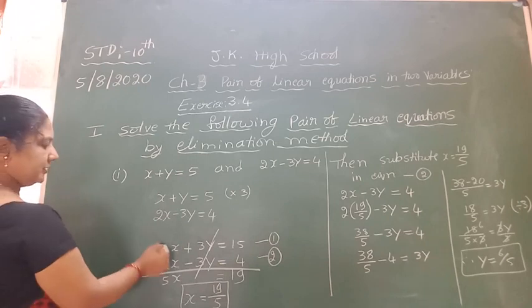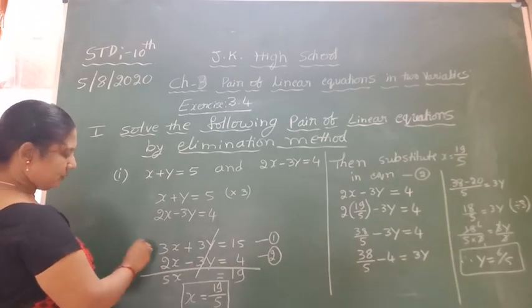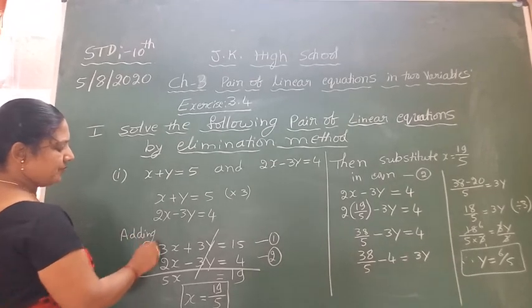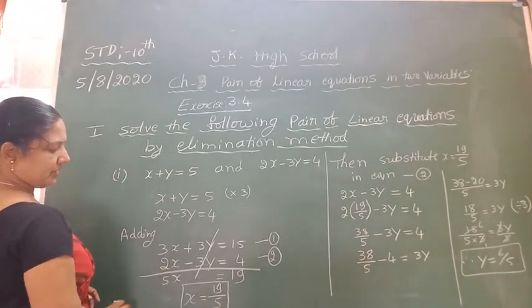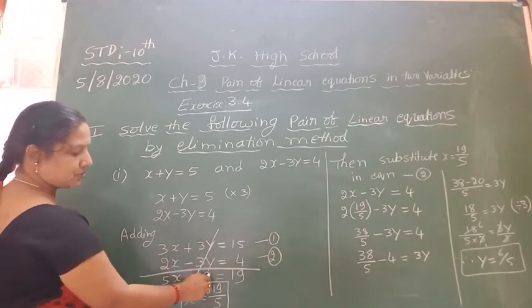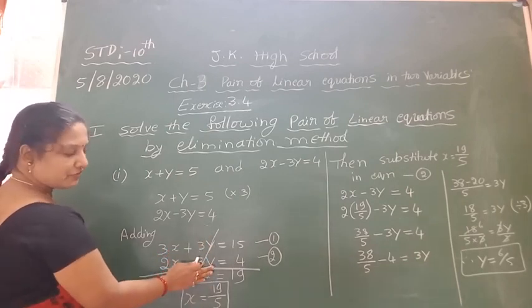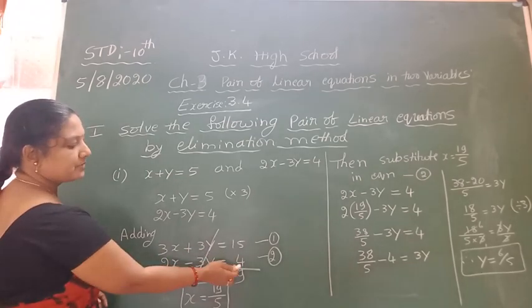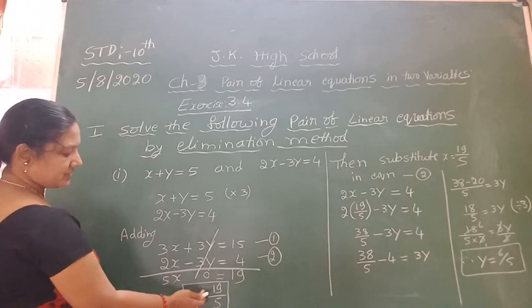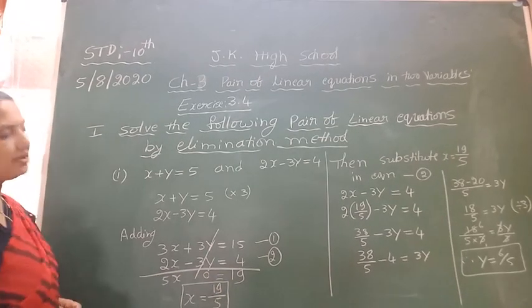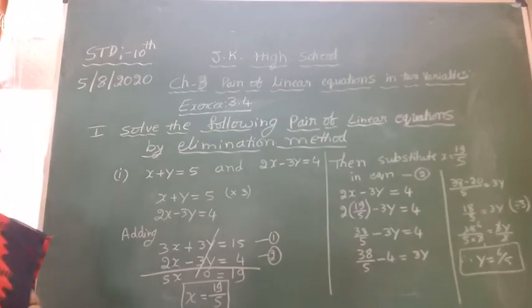Adding 1 and 2. So if I add these two, 3x plus 2x is 5x. Plus 3y minus 3y, it will be eliminated, it becomes 0. So I have eliminated one of the variables. Which variable have I eliminated here? Y variable. And 15 plus 4 is 19. So 5x is equal to 19. X is equal to 19 by 5. So one of the variable's value I got.